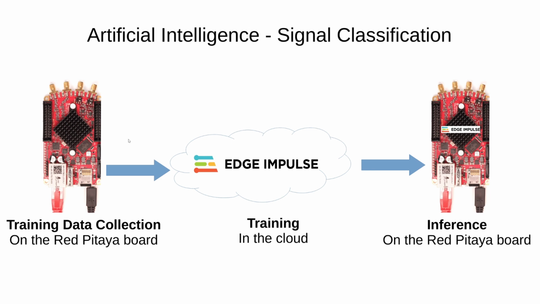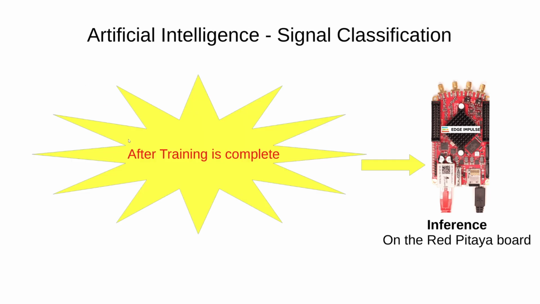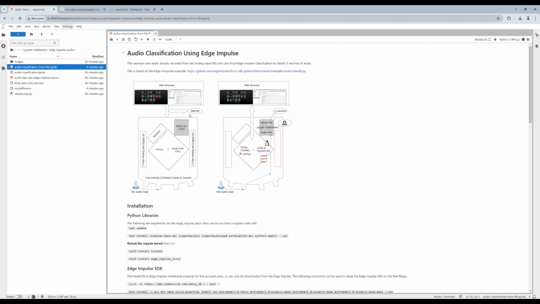Once you've trained the model and training is complete, you no longer need the internet connection, and the Edge Impulse model can do inference just on the Red Pitaya board itself. So this video shows how to use the AI inference system from Edge Impulse once you've already set it up and you have a model file.